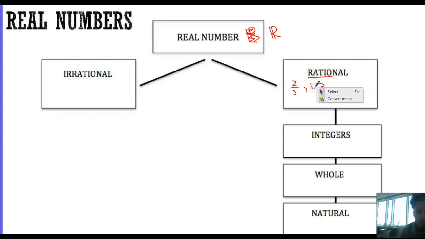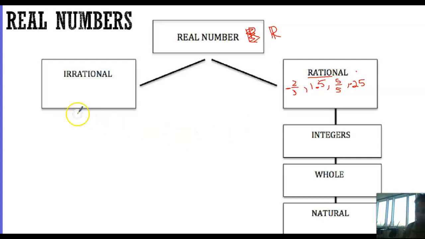So fractions, decimals, even whole numbers can be written as fractions, like 5/5. I could rewrite that and notice it's a whole number, or 25. Even if these numbers were negative, they would still be rational because they could still be written as fractions.